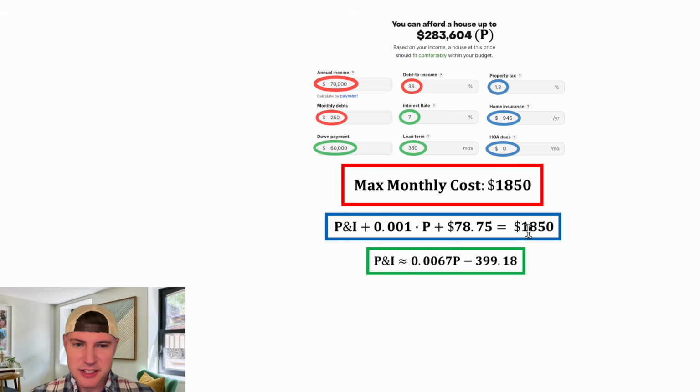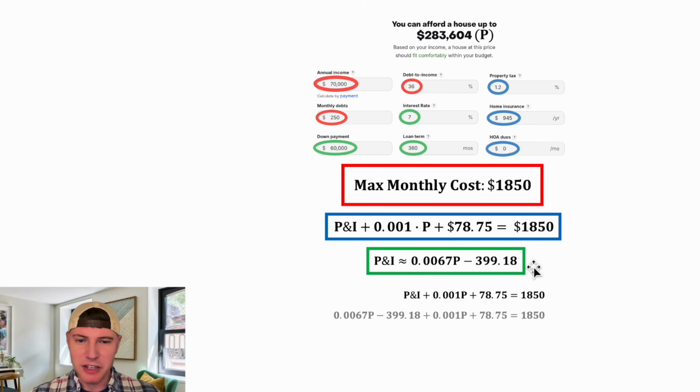Let's take this inside the blue box and copy it down. Let's shrink it down and smush it together. And in the place of the P and I, let's plug in all this. Now let's move all the money to the right-hand side. So we can add the 399.18 to both sides, and let's subtract 78.75 from both sides.